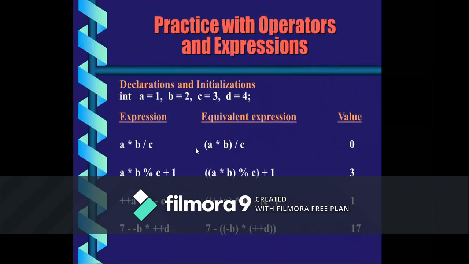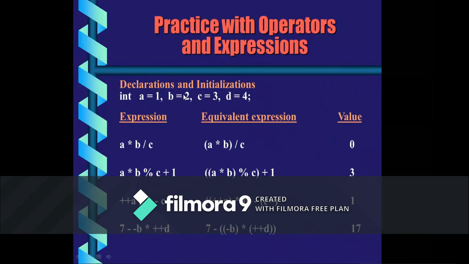The next one is we have some examples for that. A is equal to 1, B is equal to 2, C is equal to 3, D is equal to 4. So how can we evaluate this expression? So this is the equivalent expression we have to evaluate. This is the general one, and how we have to evaluate the particular expression with these values is mentioned here. So for that, the corresponding output will become 0, 3, 1, and 17.